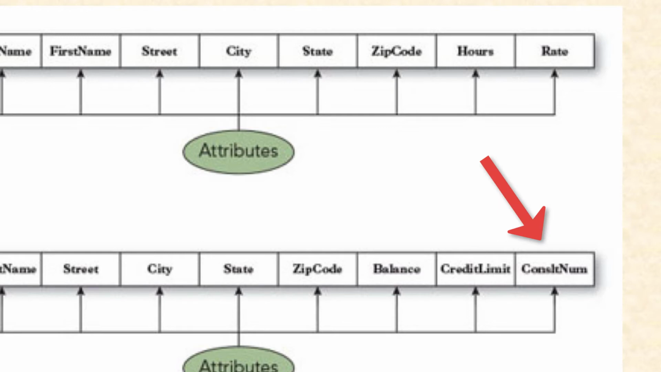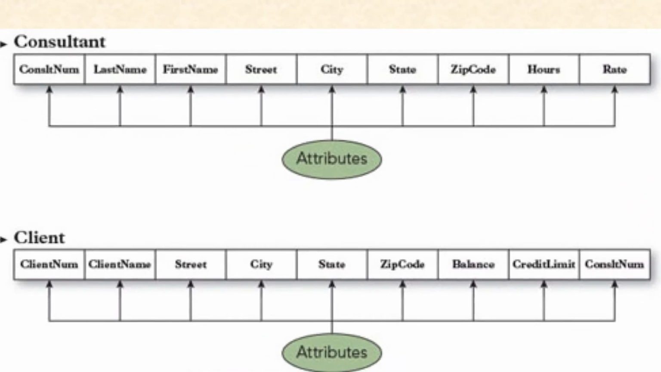Because each client will have one consultant, they have a particular consultant that they work with. Now you might say, well, in the consultants entity, why don't they have a block that says clients? Well, because they'd have to list a whole bunch of clients, and that wouldn't really make sense. So the clients are already listed in the client table.